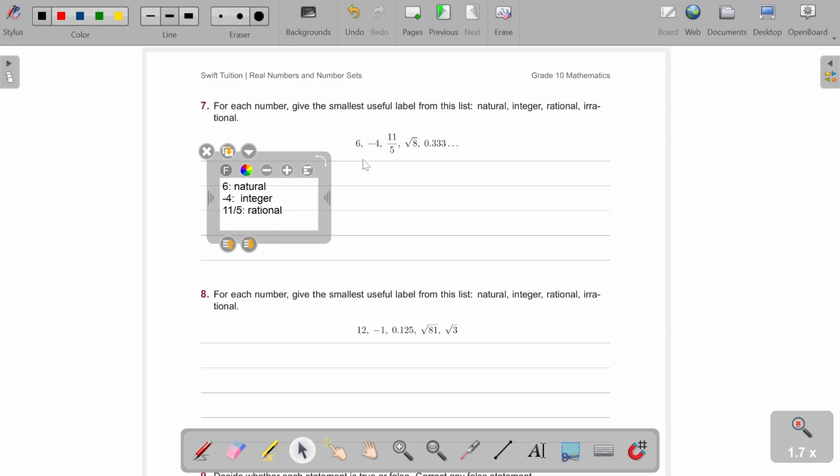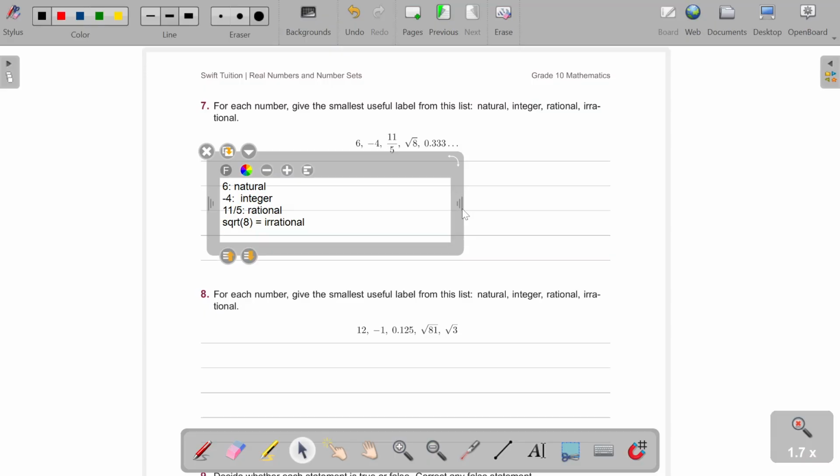Square root of 8, however, you can see is not the square root of a perfect square, like square root of 9 or square root of 4. So square root of 8 is going to be an irrational number.